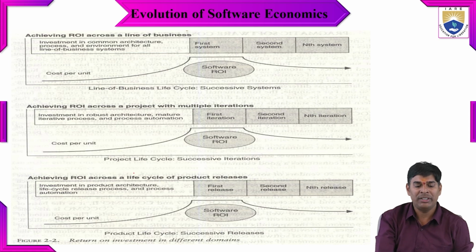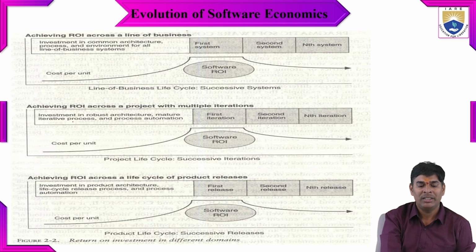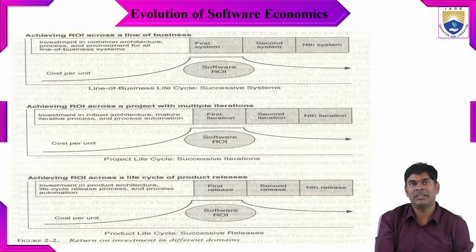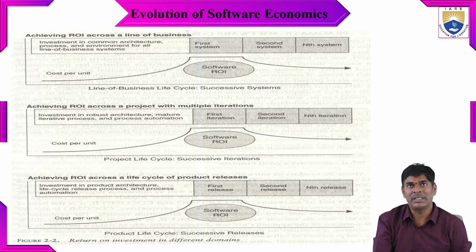The second is achieving ROI across the project with multiple iterations. So they are going to use a robust architecture, meaning different types of blueprints of the software project, and a mature iterative process. Still, they are going to modify any components like hardware or software, and the process automations, whether they need to use automatic tools or technologies. Each and every time they are going to release different iterations of the software and the blueprint of the components: the first iteration, the second iteration, up to the nth iteration.